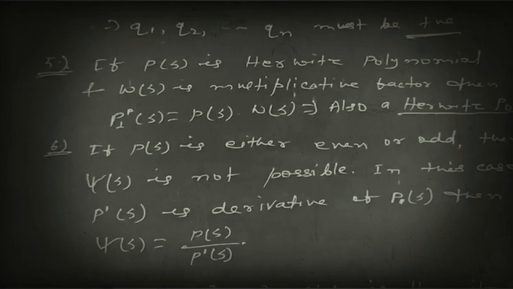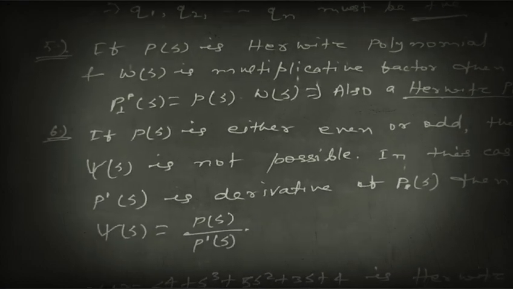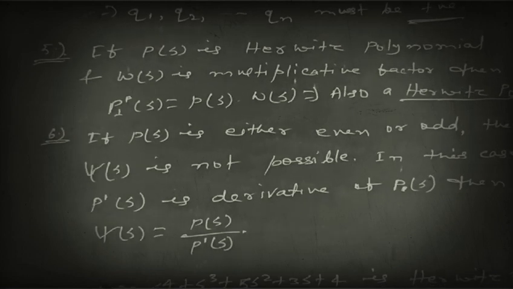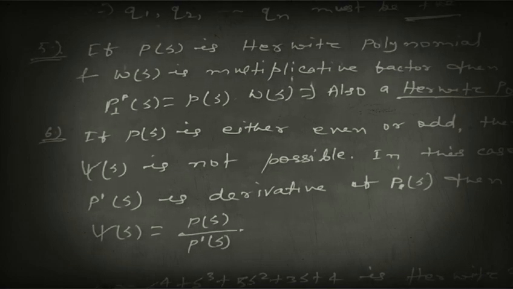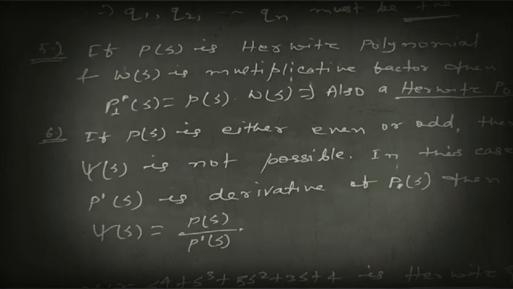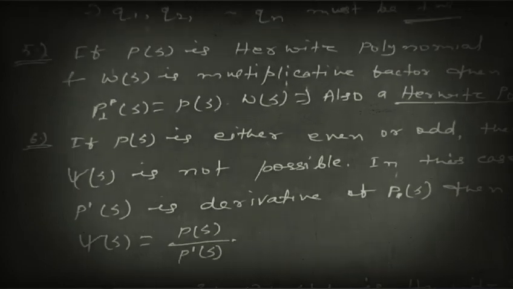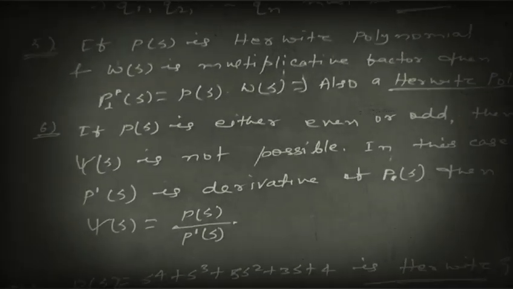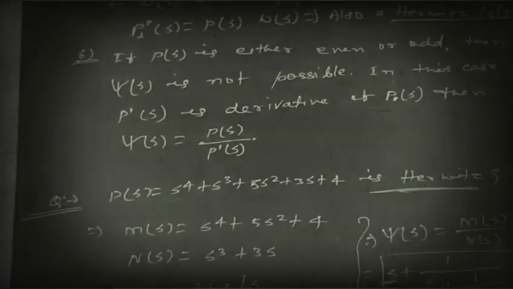So in this case, how will you check? We'll find the derivative of P(s). That means we'll differentiate P(s) with respect to s, so we'll find P dash s. Next, we'll write ψ(s) equal to P(s) divided by P dash s. Then we'll do the partial continued fraction. So now let us come to numerical problems.